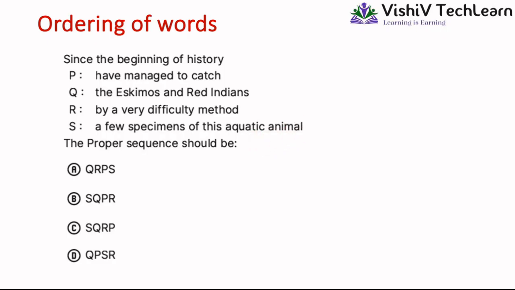So in this case, since the beginning of history, we cannot start with have, we cannot start with by, a few, we can start with the Eskimos. Okay, so let's try to make a sentence. Since the beginning of history, the Eskimos and Red Indians have managed to catch a few specimens of this aquatic animal by a very difficult method. Okay, so here the sequence could be QPSR. That could be the sequence QPSR, and that is in the option D. Let's check for the answer. Yes, option D is right.